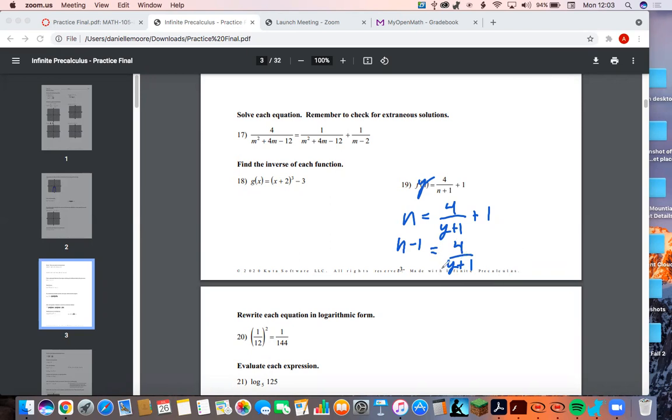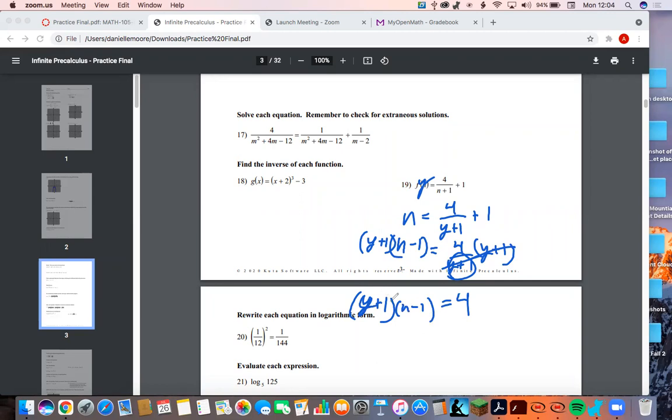It won't be a y as a whole number. So what I'd recommend is just timesing this y plus 1 over this side. You know, I have y plus 1 over here. Ta-da! Technically we're timesing it on both sides, but they cancel over here. So now we have just a 4 over there equals y plus 1 times n minus 1.